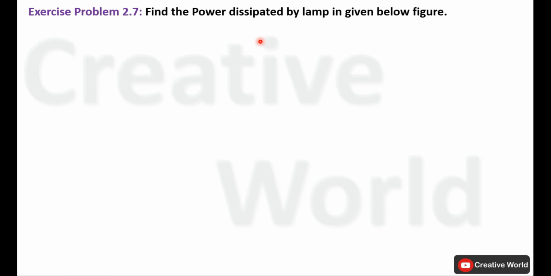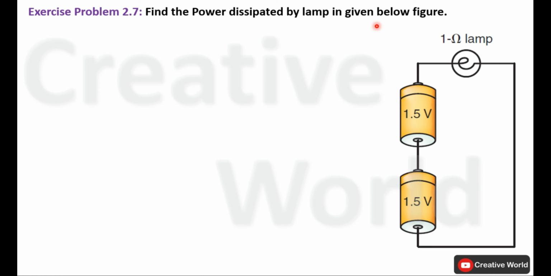Find the power dissipated by the lamp in the given figure. This is the circuit diagram of the given problem. We have to calculate the power consumed by this lamp. In this circuit, first we will specify the direction of current. We are taking the direction of current clockwise. According to this assumed direction, make polarity notations across all elements inside this circuit.